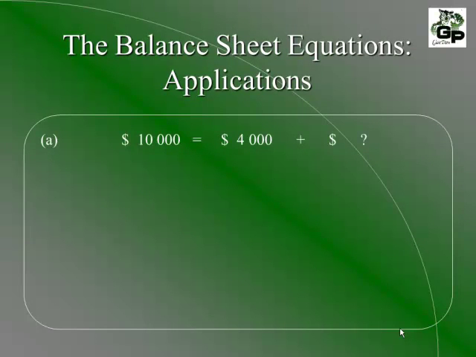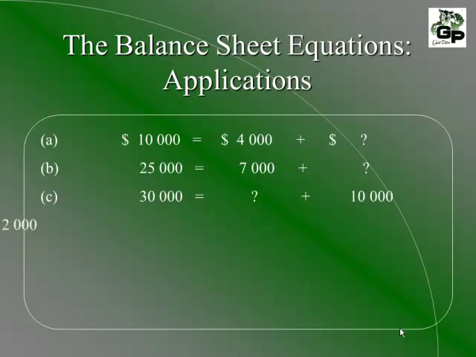Here are some more examples. In this example, on the left side we have 10,000, on the right side we only have 4,000 for the liabilities. So the owner's equity must be $6,000. Example 2. We have $25,000 for the assets. The liabilities are $7,000. Therefore, the owner's equity must be $18,000. Example C. We have $30,000 for the assets. We have $10,000 for the owner's equity. That means the liabilities must be $20,000.